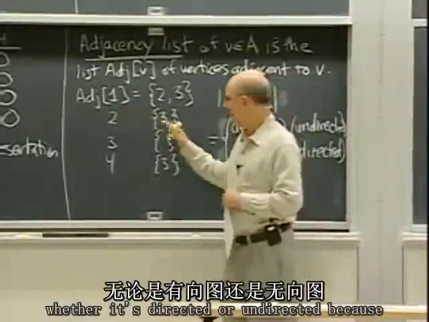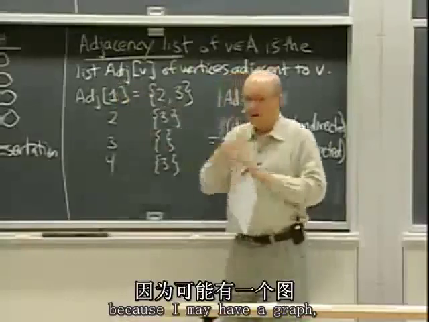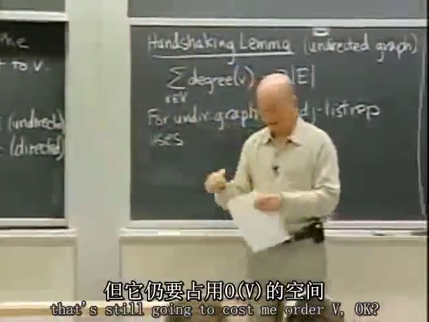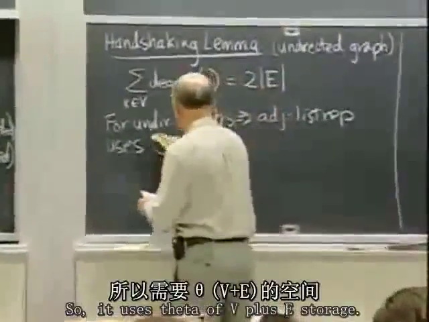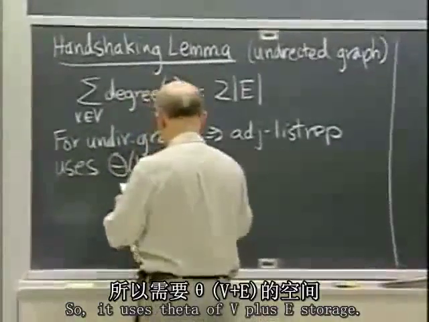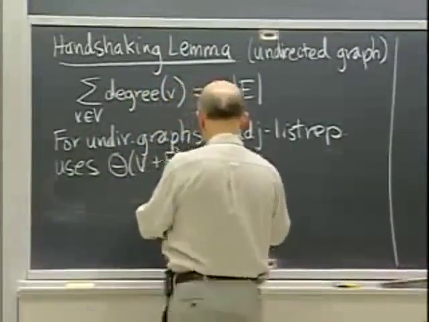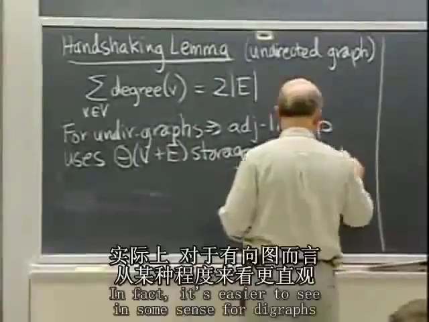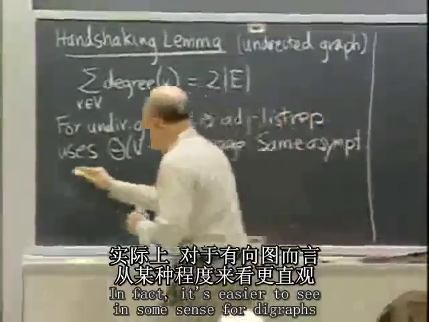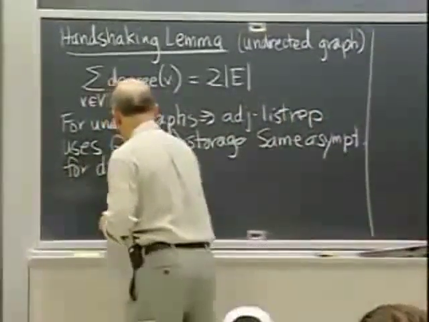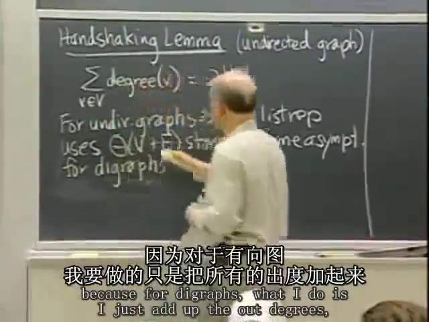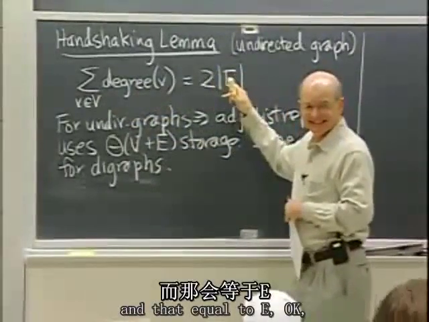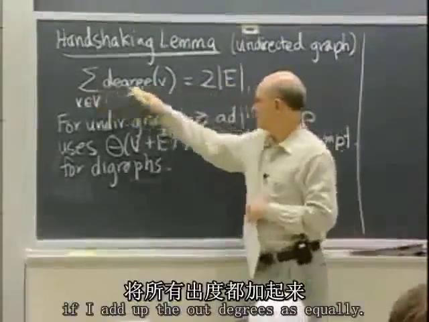Okay, whether it's directed or undirected, because I may have a graph, say, that has a whole bunch of vertices and no edges, that's still going to cost me order V. Okay? So it uses theta of V plus E storage. And it's basically the same thing asymptotically. In fact, it's easier to see in some sense for digraphs. Because for digraphs, what I do is I just add up the out degrees, and that's equal to E. Okay? If I add up the out degrees, it's equal to E.